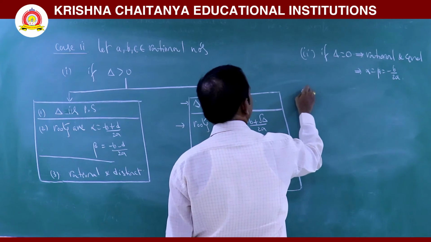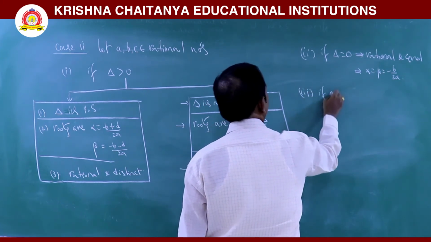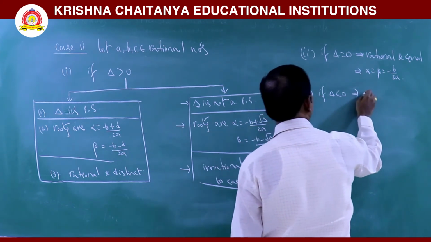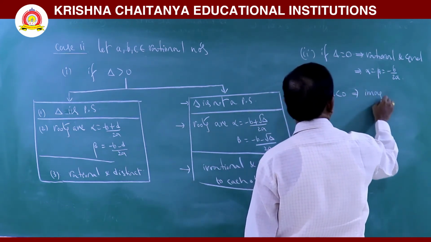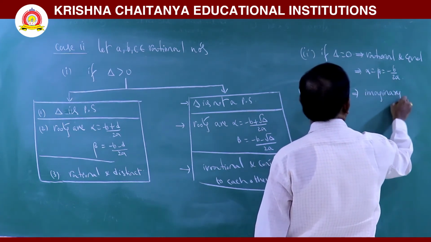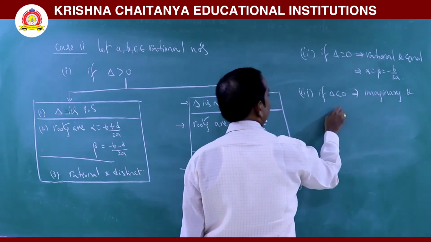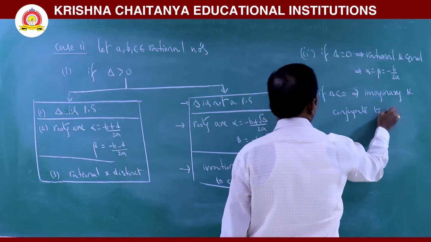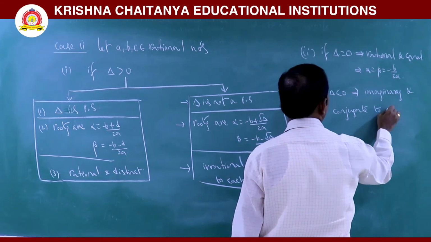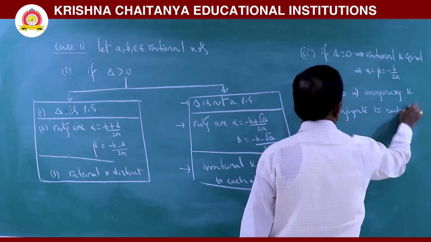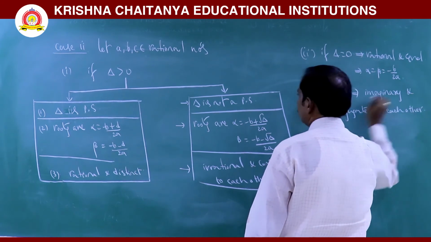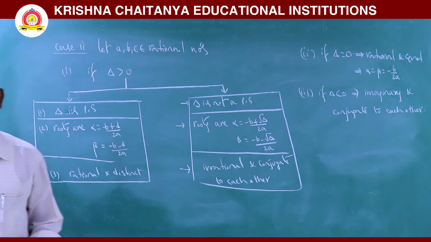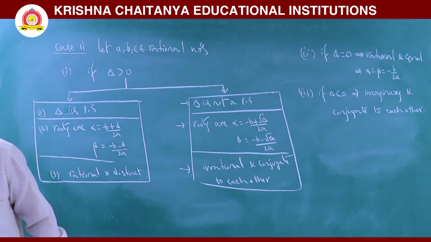Next, come to the third point. If delta is less than 0, the nature of the roots is imaginary and conjugate to each other. This is the nature of the roots. We discussed two cases, real numbers and rational numbers.